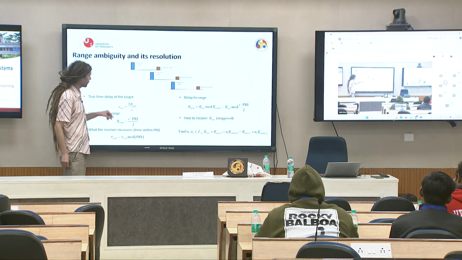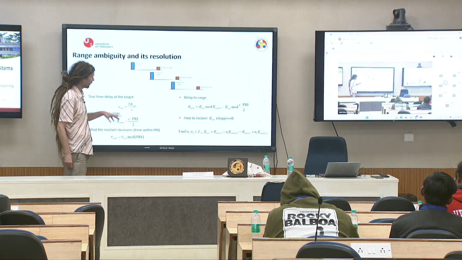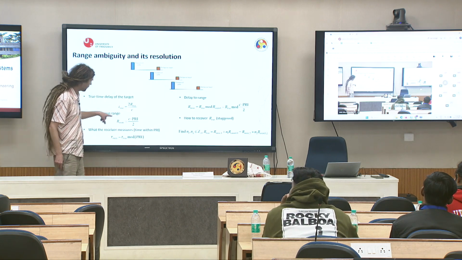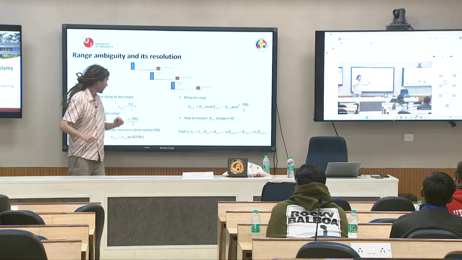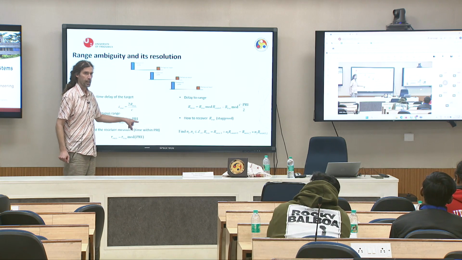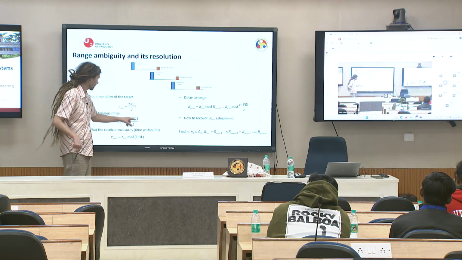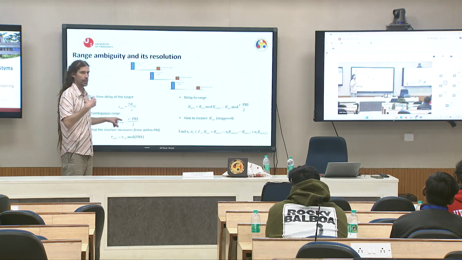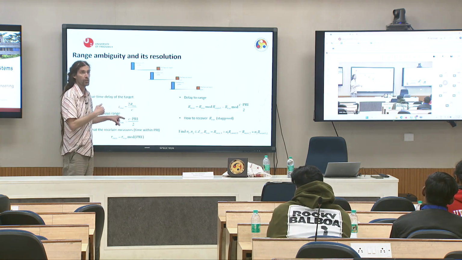So the true time delay of the target, tau true, is 2 multiplied by the slant range divided by C. Unambiguous range depends on the pulse repetition interval. So it is C multiplied by PRI divided by 2. It is clear, because it is the length of this interval divided by 2. It is the maximal unambiguous range. But if my target is far, outside of this unambiguous range, we have a problem.